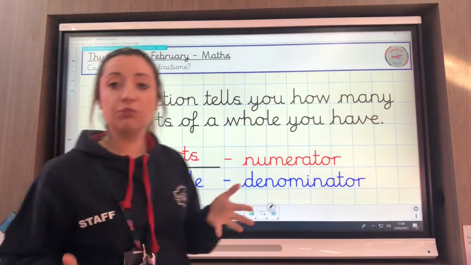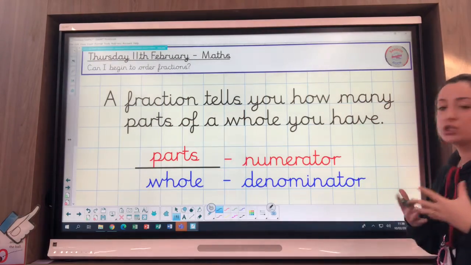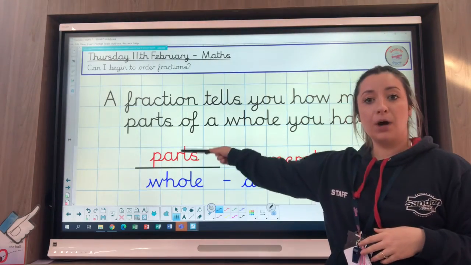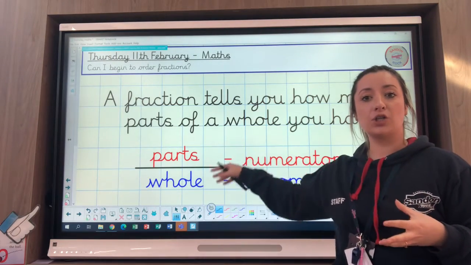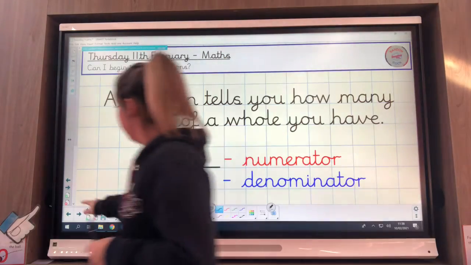Okay, so we're just going to recap what a fraction is. A fraction tells you how many parts of a whole you have. You've got the numerator, which is the parts, and you've got the denominator, which is the whole. So how many parts of the whole are shaded? So we've recapped that already.